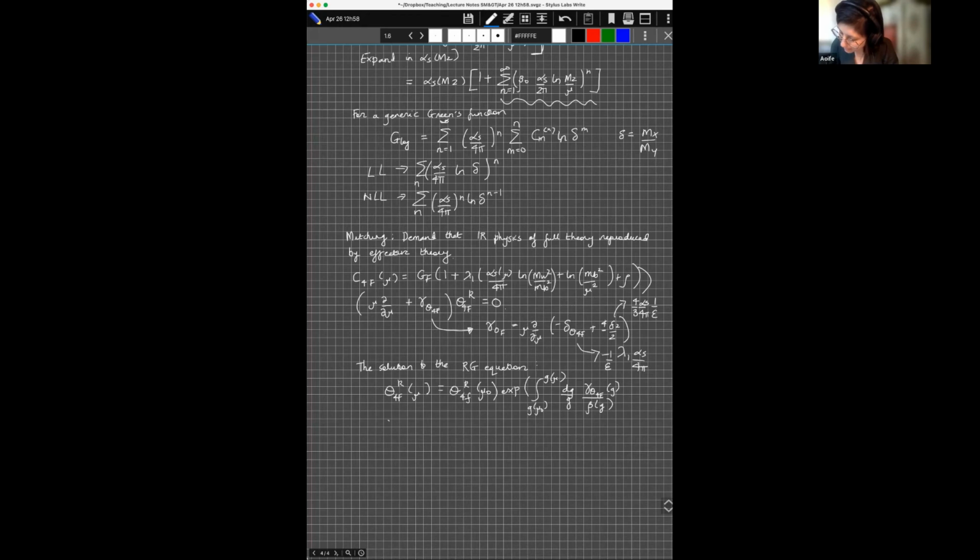Okay, and because we want the result at the scale mW, we write this again for mW, and the solution in fact turns out to be something like this. Okay, and as an exercise for tomorrow's tutorial class, I want you to show that you get this result. And A1 is just 1 over F is equal to alpha s over 4 pi A1, where we defined it back here.